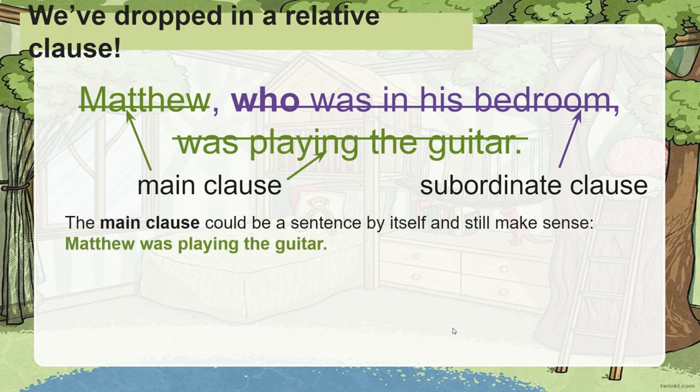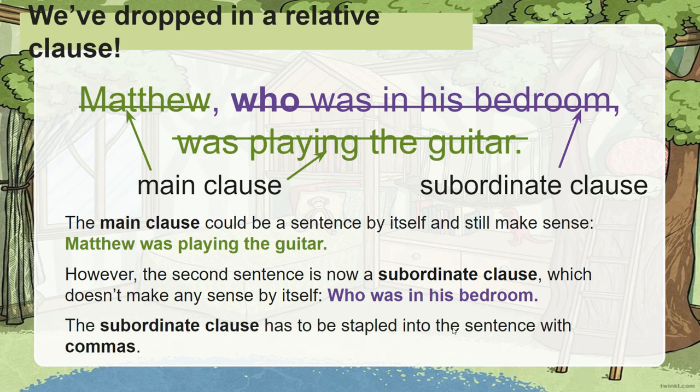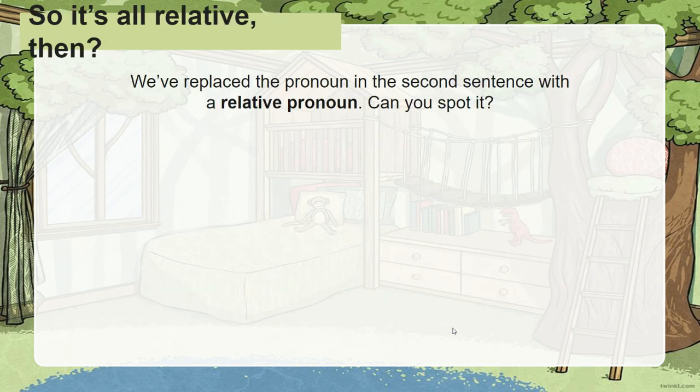The main clause could be a sentence by itself and still make sense. Matthew was playing the guitar. However, the second sentence is now a subordinate clause, which doesn't make sense by itself. Who was in his bedroom? So essentially, it's a sentence that doesn't make sense on its own and adds information to a main clause. So the subordinate clause has to be stapled into the sentence with commas.